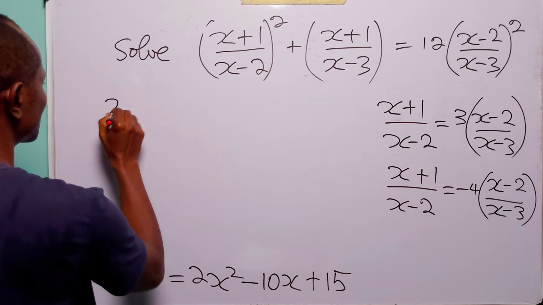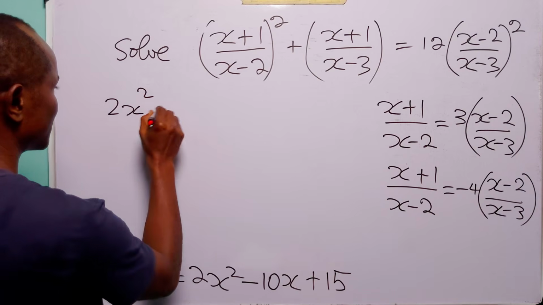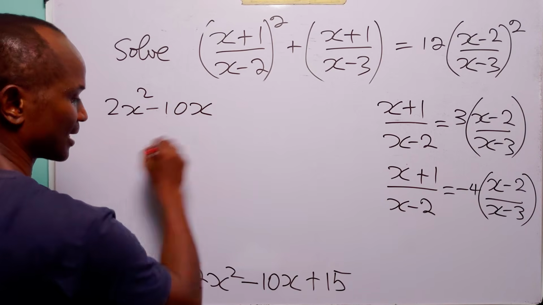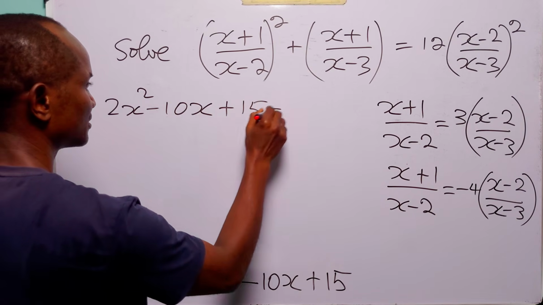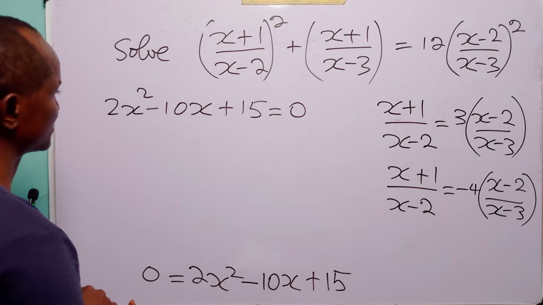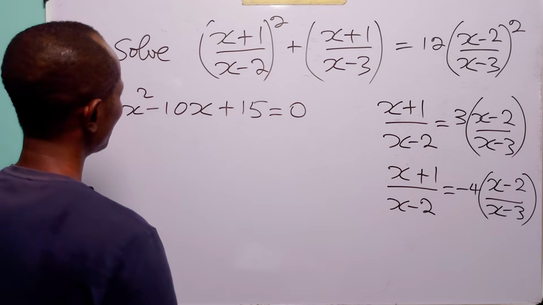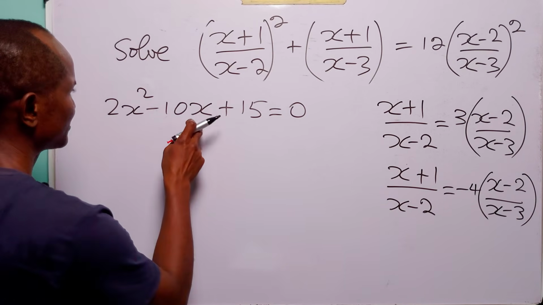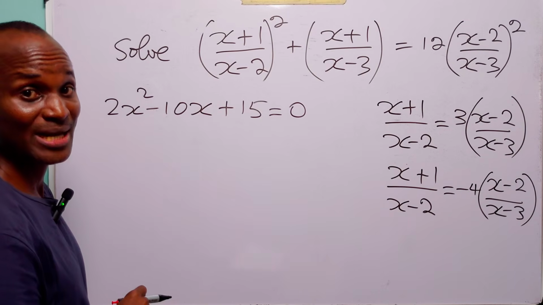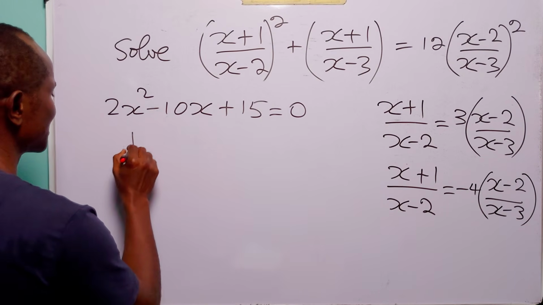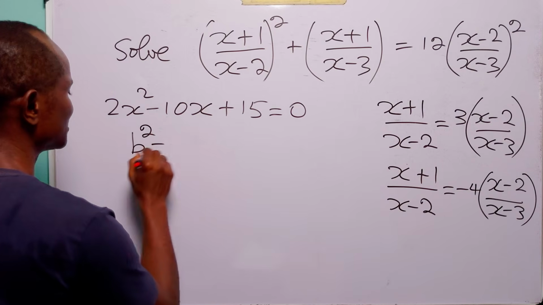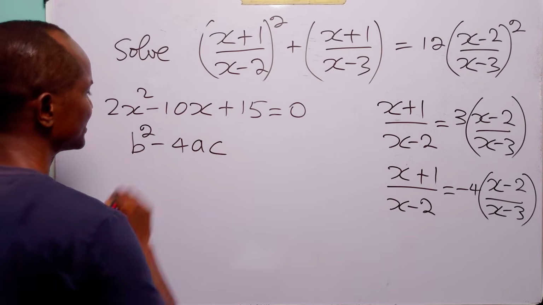So we have 2x squared minus 10x plus 15 is equal to 0. Now, before we solve this equation, let us check whether this equation has real roots. And of course, we make use of our discriminant b squared minus 4ac.